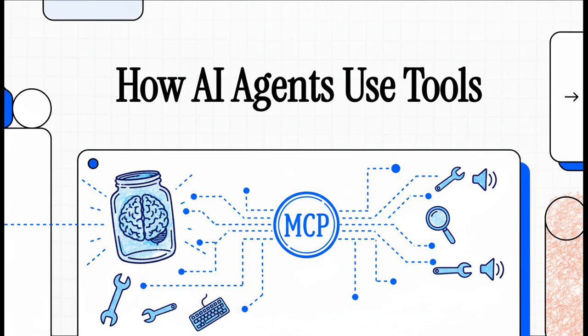Let's talk about how AI agents actually get stuff done. It's so easy to picture them as these all-powerful, all-knowing brains, but the real secret sauce, the thing that turns them from a brain in a jar into an actor on the world stage, is something surprisingly down to earth. They're tools. So let's get into it.